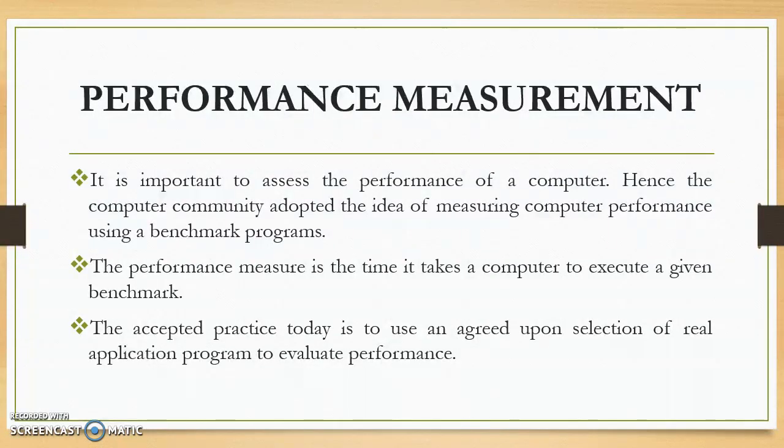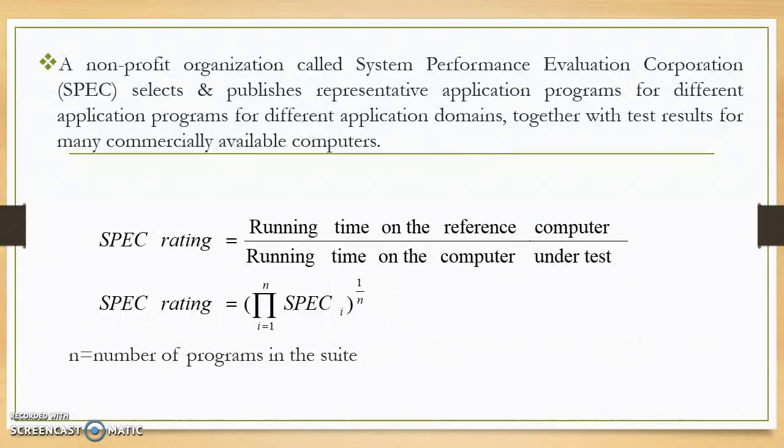Performance measurement. So far we have discussed how performance can be increased using various parameters. Now, after improving all these things, we should be able to measure the performance which we have achieved. To measure the performance, there is an organization called the System Performance Evaluation Corporation. It's a non-profit organization. It selects and publishes some application programs and their results, so that using a particular equation we can compare the reference computer and the computer under test. So this is the equation for measuring the computer rating.